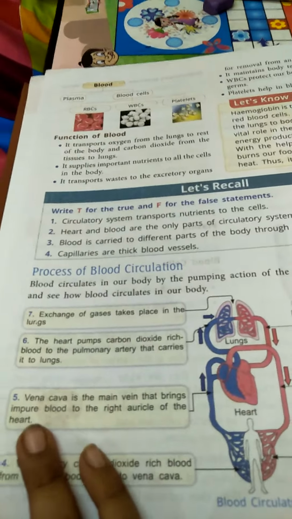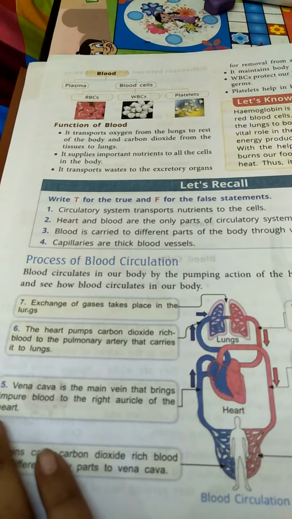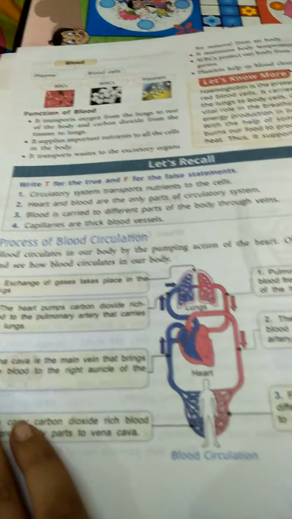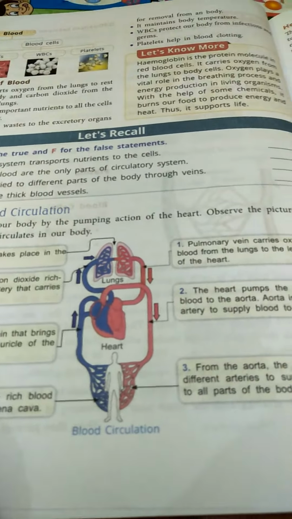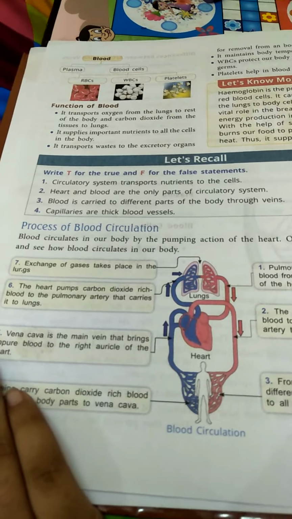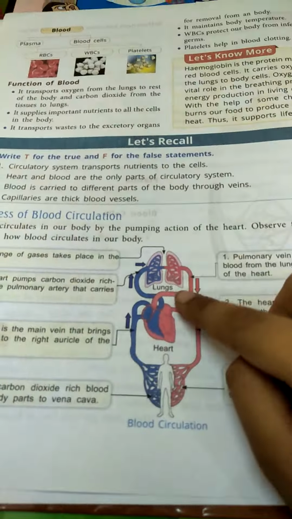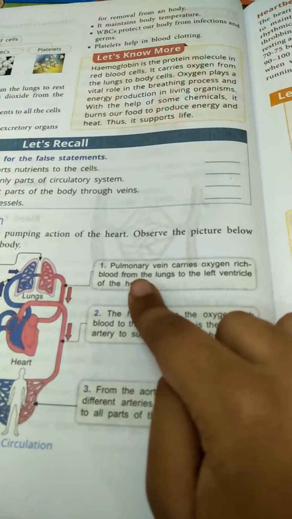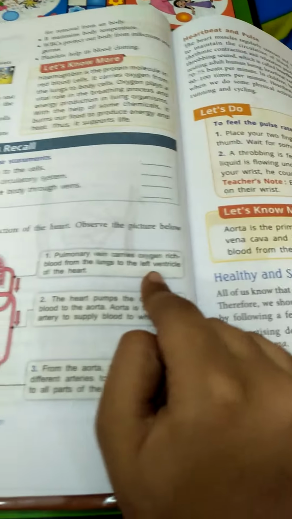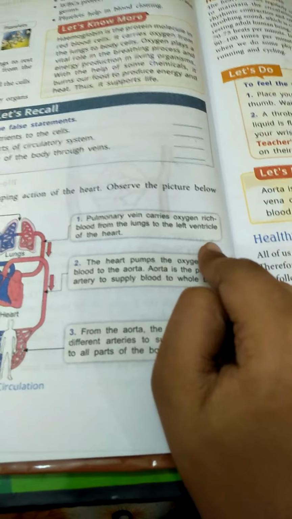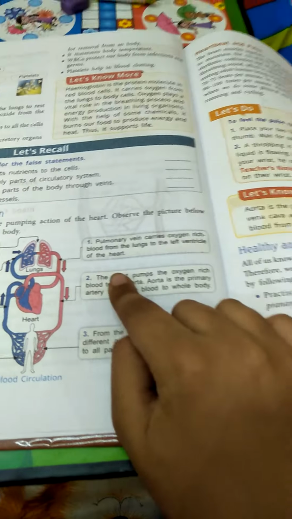Go fast. Process of blood circulation. Now we'll read about the process of blood circulation. Blood circulates in our body by the pumping action of the heart. Observe the picture below and see how blood circulates in our body. Now these are lungs, heart, and you can see about that.